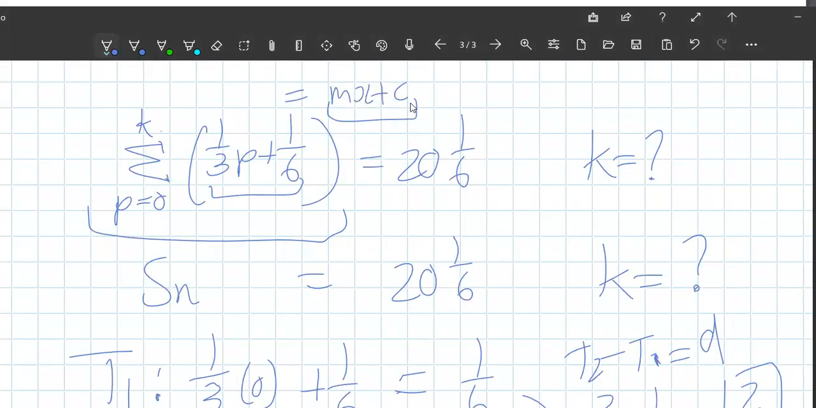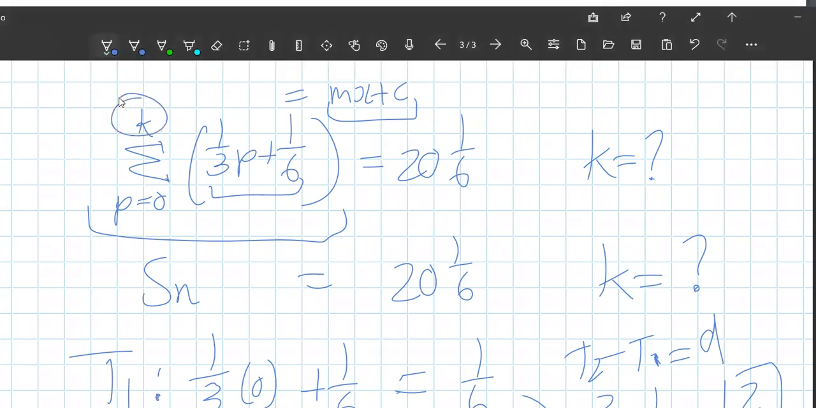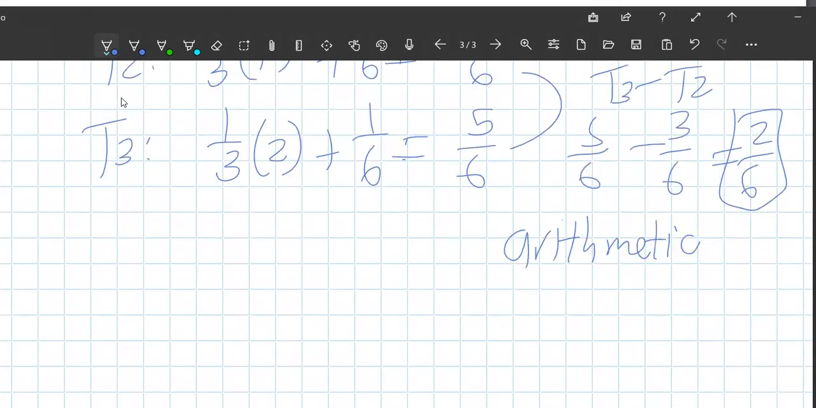Okay, so we have an arithmetic sequence. It's asked for the sum to n is equal to 20 and a 6th. What is k? K represents the last p-value that gets subbed in there. So it's the last term, but k is not going to be the same as the last n. Just to be aware of that. But let's take a look at the sum to n.